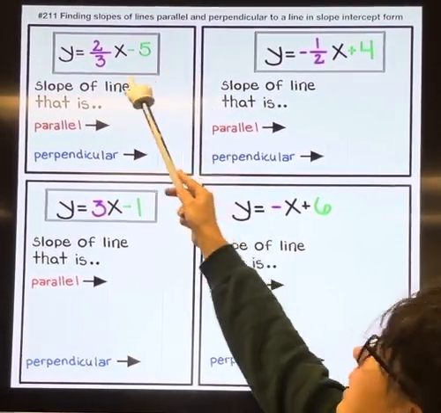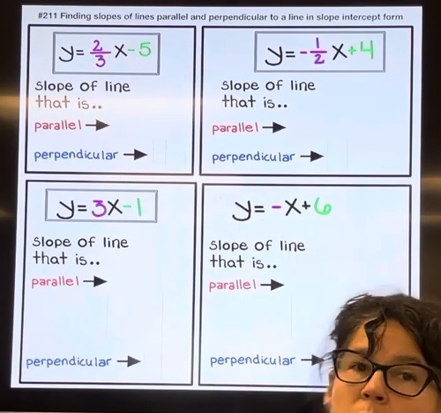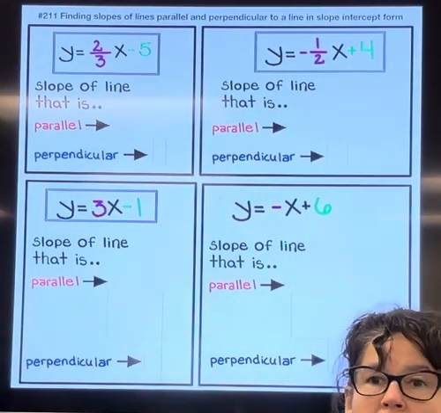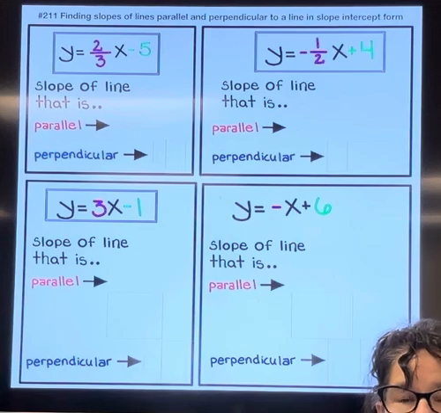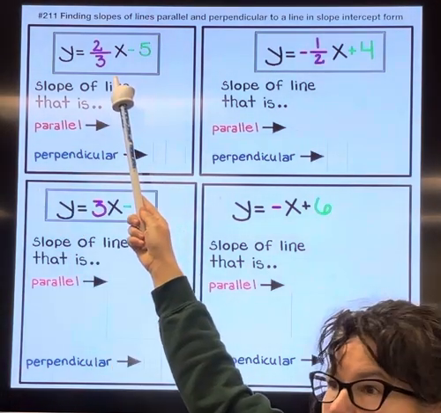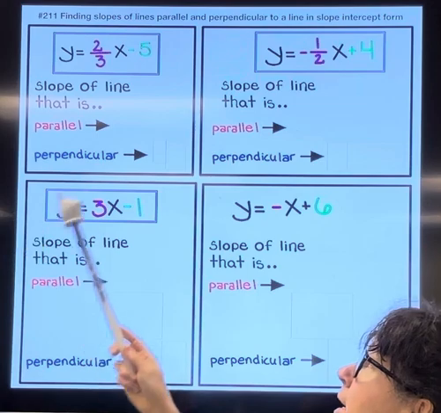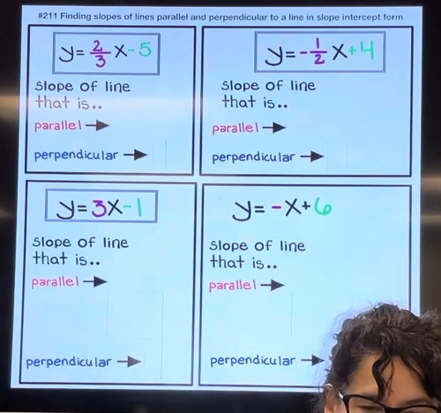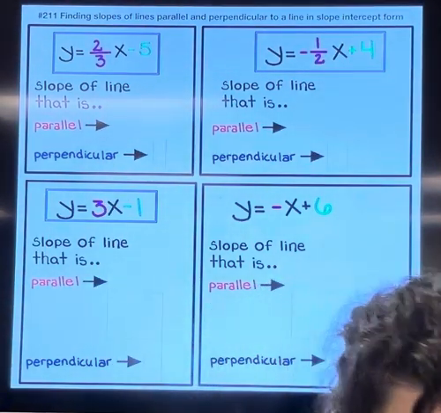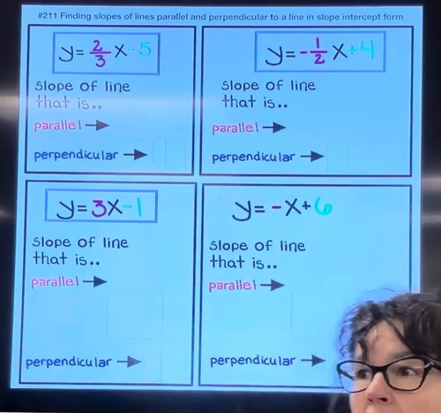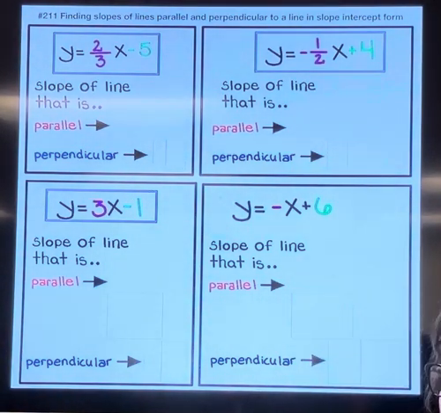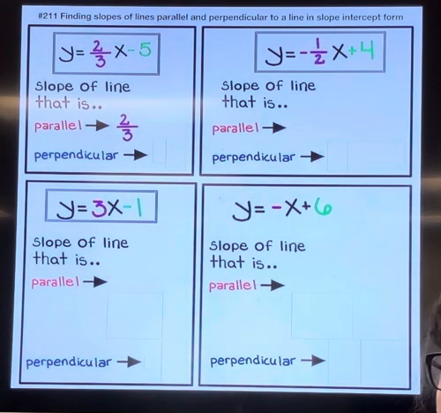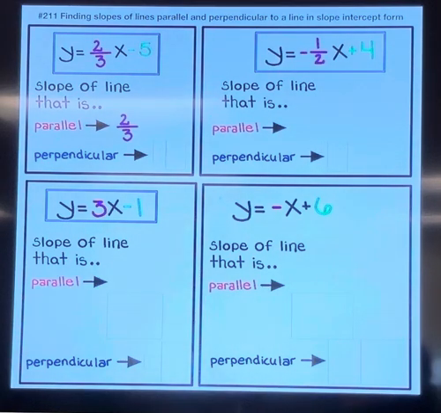In these problems, we're given the equation, and then we would like to find what the slope would be of any line that's parallel to the given line or any line that is perpendicular to the given line. Well, lines that are parallel, their slopes are equal to each other. So in this first one, the slope of the line is 2/3. So any line parallel to it is going to also be 2/3.